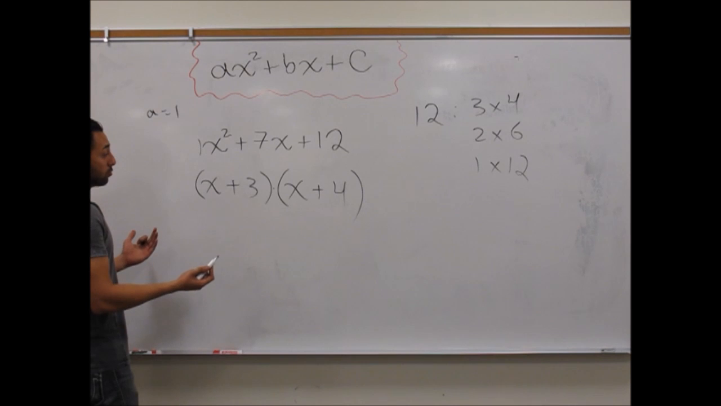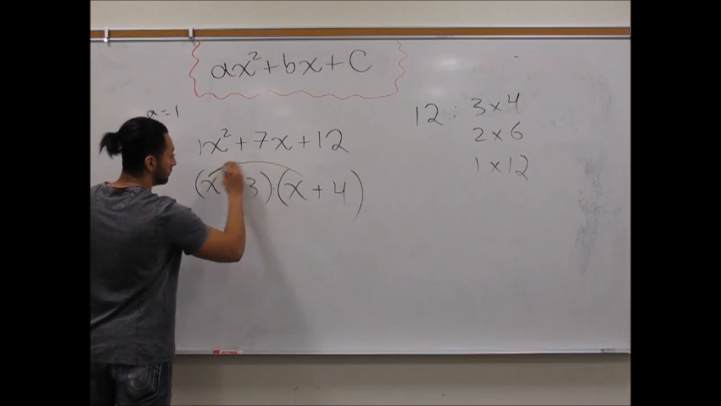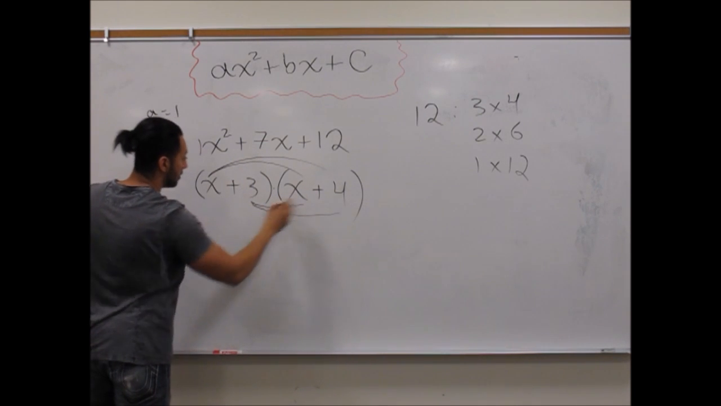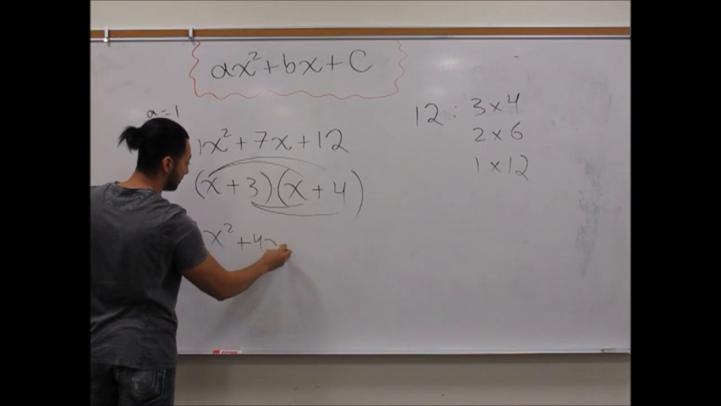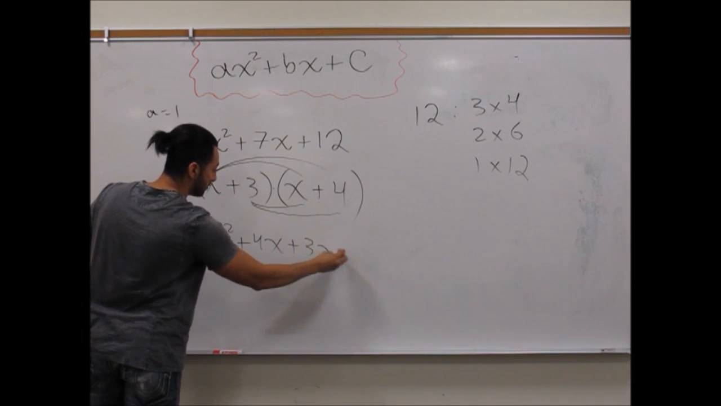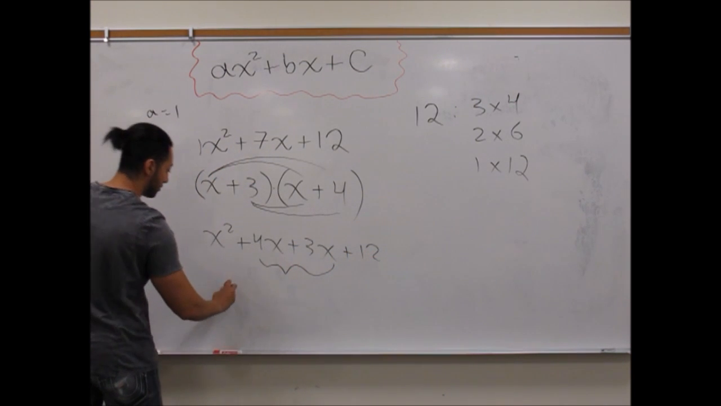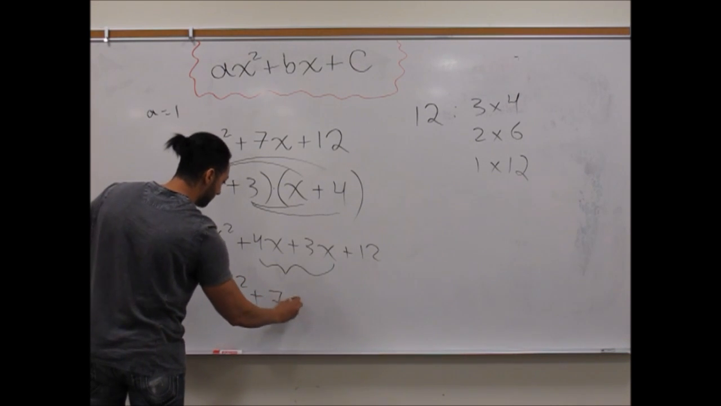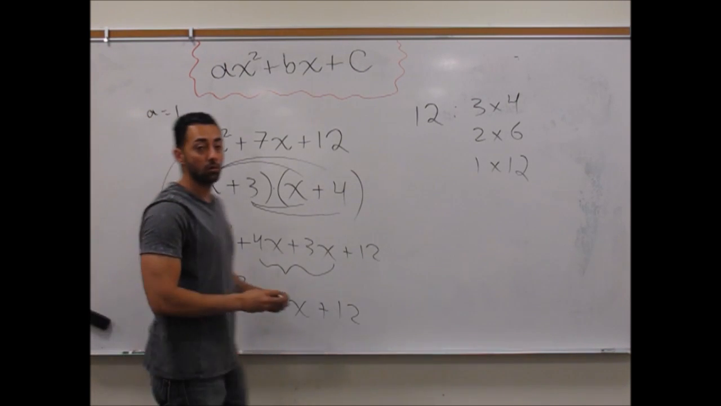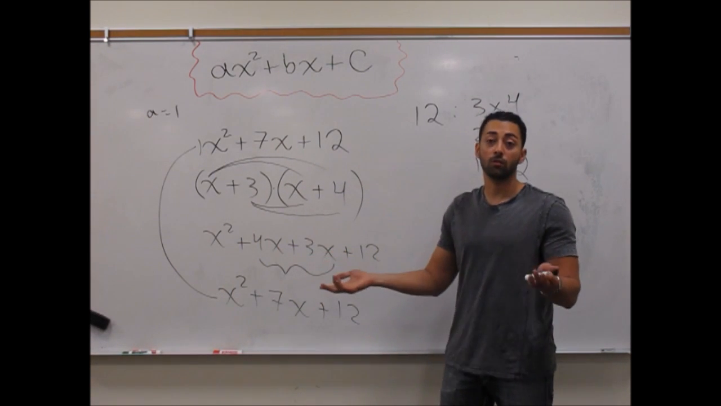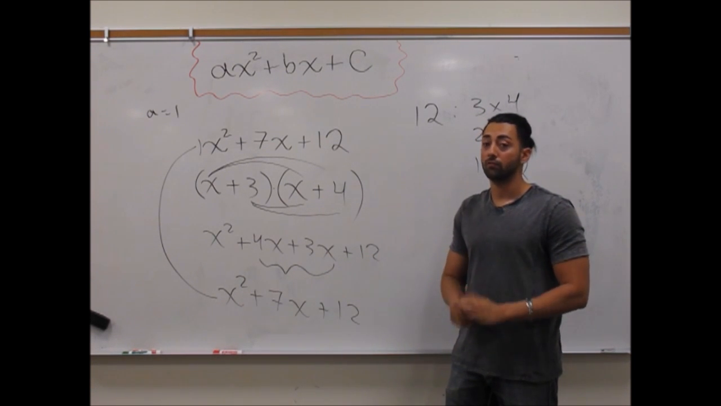And really quickly, just to show you that this is equivalent to that, we could just FOIL this out, right? This is how you would FOIL. So x times x, that would be x squared. X times 4, that would be 4x. 3 times x, that would be 3x. And 3 times 4 is 12. Combine these like terms right here. So you get x squared plus 7x plus 12. And indeed, that is what we started with. So that was just to check, because I said you could always check your answer when you factor. So that's how you go about doing these trinomials if your leading coefficient is 1.